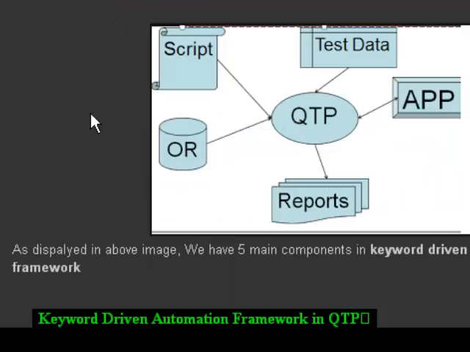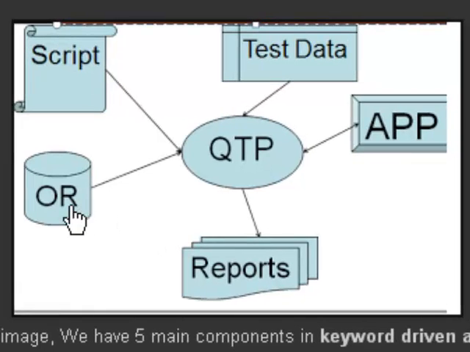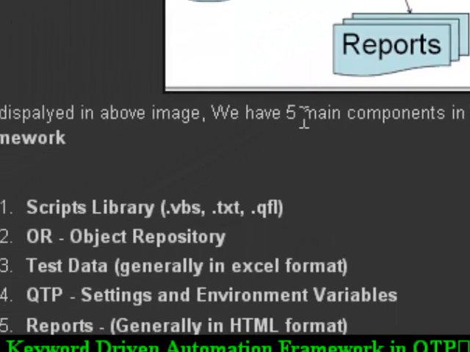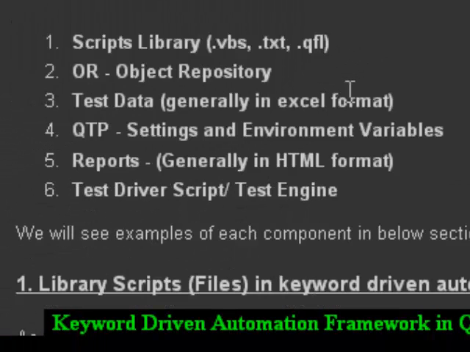The main components displayed here in keyword driven automation framework are script, object repository, reports, application, and test data. Now we are going to see each and every component in detail very soon. As displayed in the image, we have these many components.